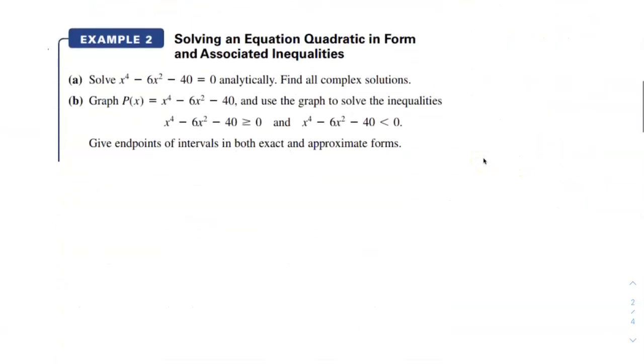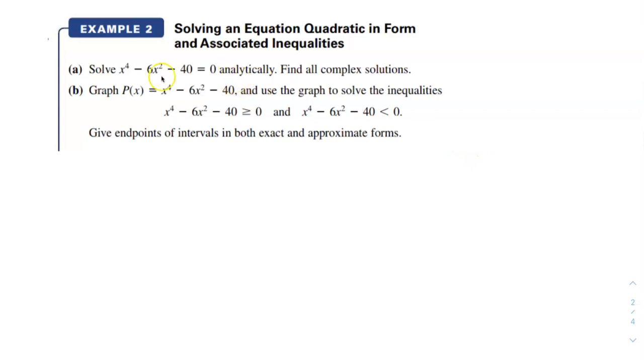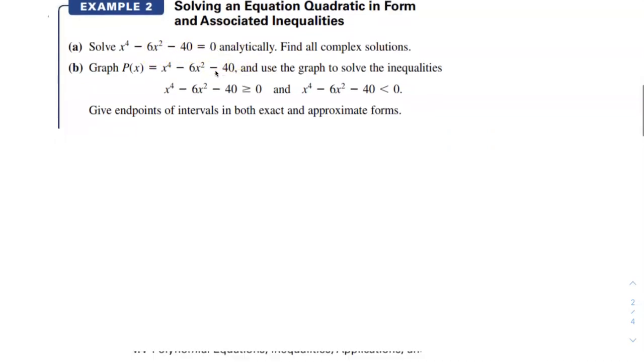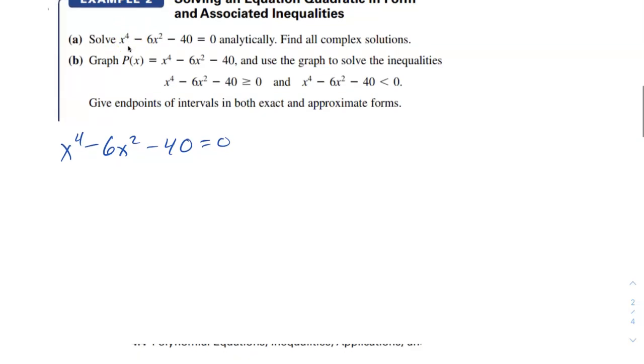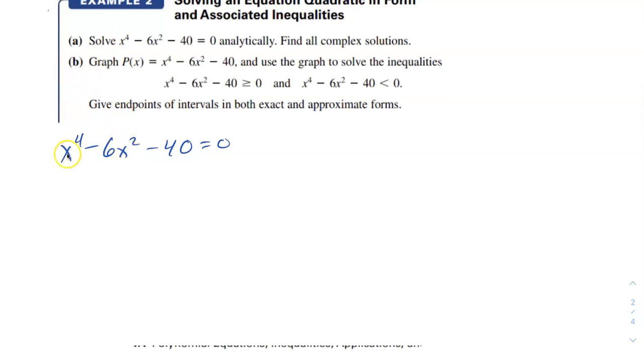So let's solve a problem doing quadratic form. So here we go, x to the 4th minus 6x squared minus 40 equals 0. So let's solve that. Now keep in mind, this is an x to the 4th, so at the end we should have 4 answers. So let's solve it. Again, this is half of that, so I can just factor like normal.